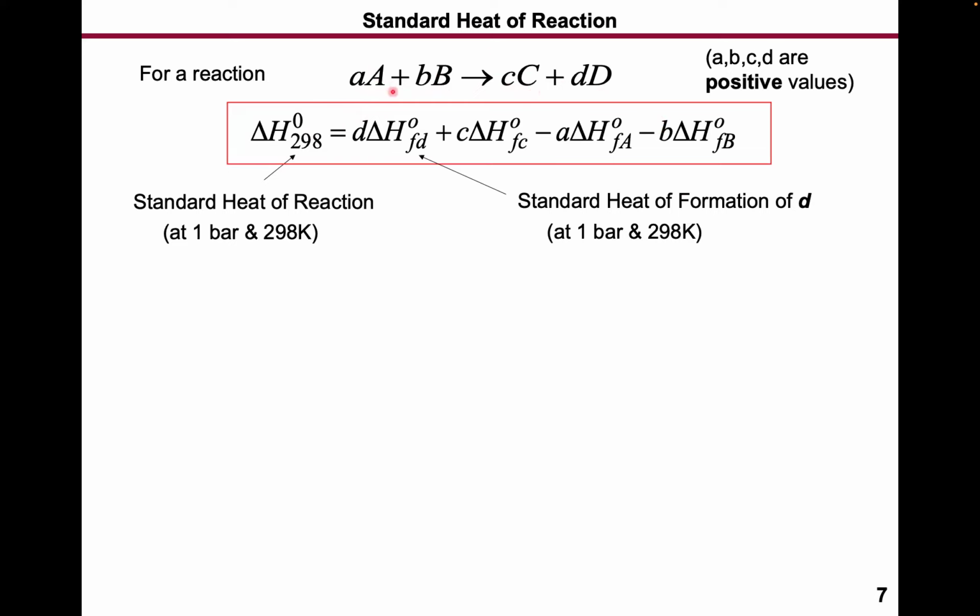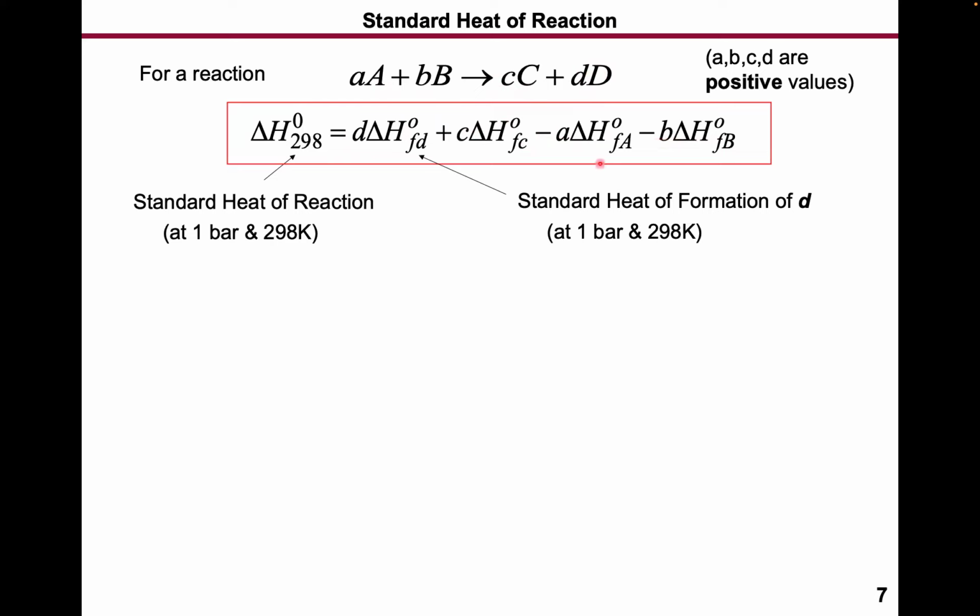And then in this reaction, when we write this out, A, B, C, D are all positive values, okay? Then the standard heat of reaction, again, meaning 1 bar and 298 K, okay? And then the standard heat of reaction is basically going to be the heat of formation for D times D plus heat of formation of C times C, and then minus heat of formation of A times A minus heat of formation of B times B, right?